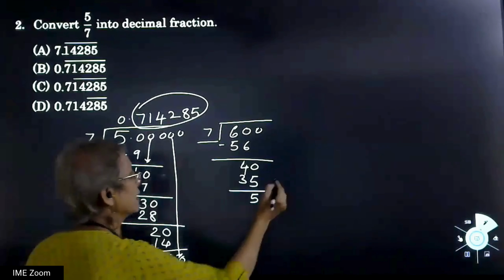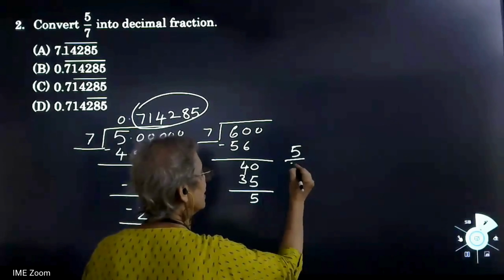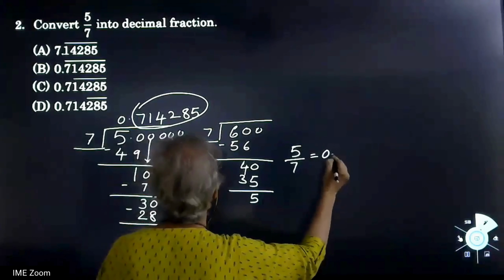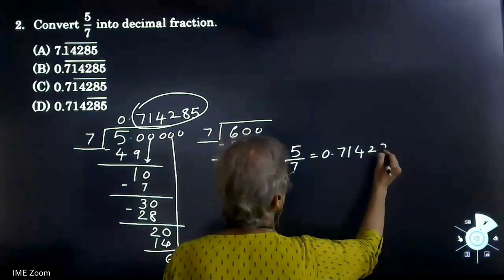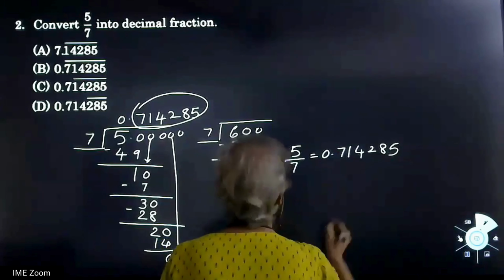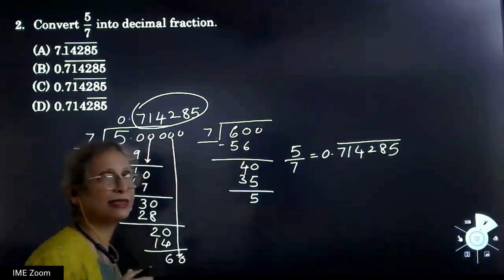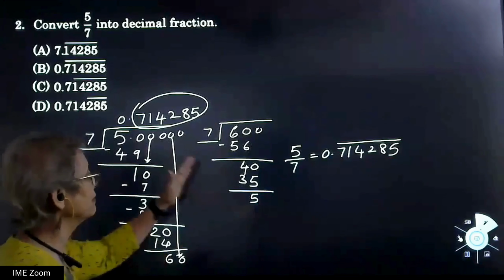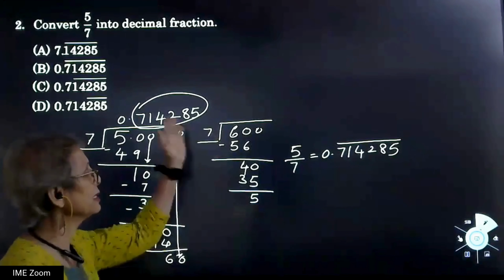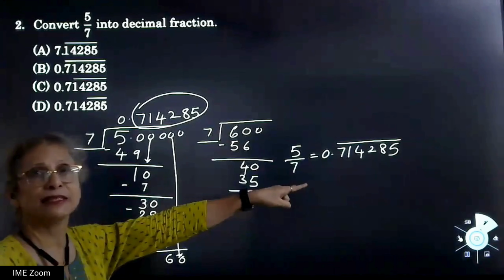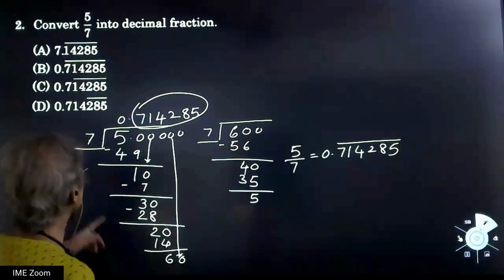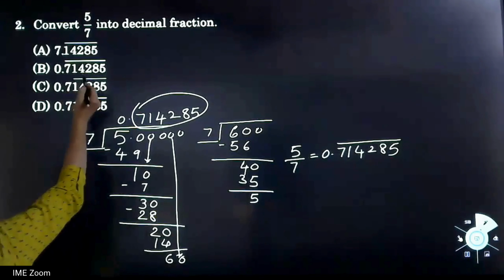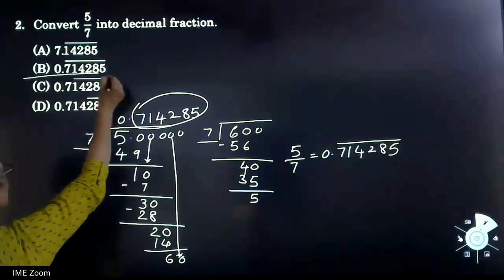And therefore, I will write that 5 upon 7 is nothing but 0.714285 with a bar, because this is an endless division. Again we got 5; we started with 5 and again we got 5, so again we will get the same group. It is denoted by this symbol, the bar. So this is the recurring type. So here the answer is B, 714285.